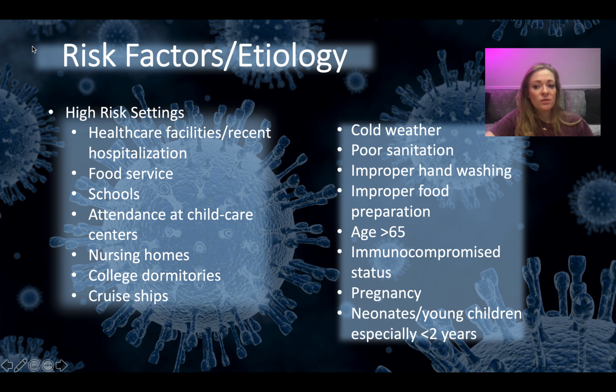Illness and transmission associated with norovirus varies depending on age, immune status, seasonality, and exposure. Norovirus illnesses and outbreaks typically occur during winter months. Norovirus has been associated with high-profile outbreaks due to its ease of transmission. High-risk settings associated with norovirus infection include healthcare facilities through nosocomial transmission, food service settings, nursing homes, schools, childcare settings, college dormitories, and cruise ships.